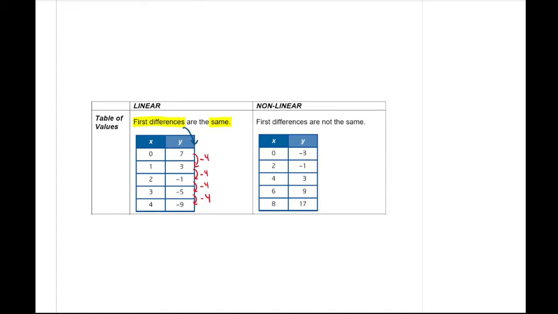So if I do the same thing for a nonlinear graph, the first differences are not the same. And when we look at the pattern, we see -3 to -1. So that's an increase of 2. From -1 to 3, that's an increase of 4. From 3 to 9, that's an increase of 6. And from 9 to 17, that's an increase of 8.